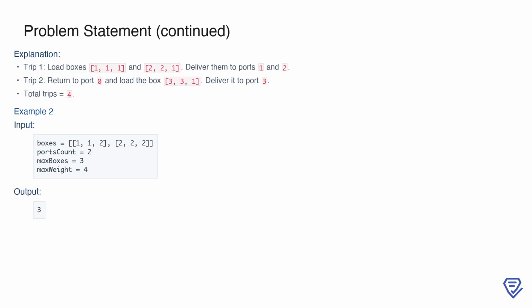For another example, consider boxes equals 1, 1, 2, 2, 2, 2, where ports count equals 2, max boxes equals 3, and max weight equals 4. The output here is 3, meaning 3 trips are needed for delivery.